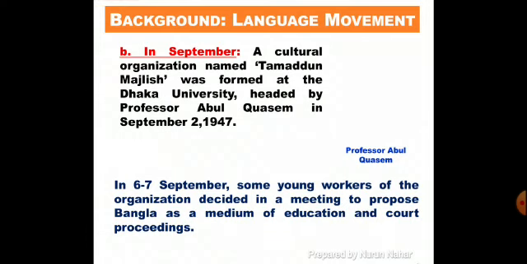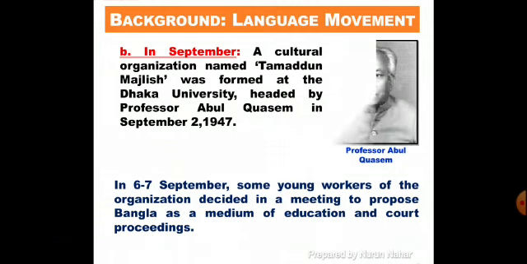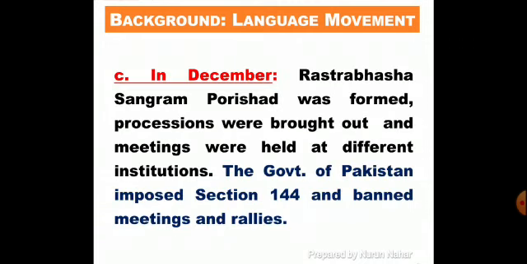In the month of September, a cultural organization named Tamadun Mojlis was formed that was headed by Professor Abul Qasim on September 2, 1947. In December, Rashtrabhasha Sangram Porishad was formed, processions were brought out, and meetings were held at different institutions. The government of Pakistan imposed Section 144 and banned meetings and rallies.